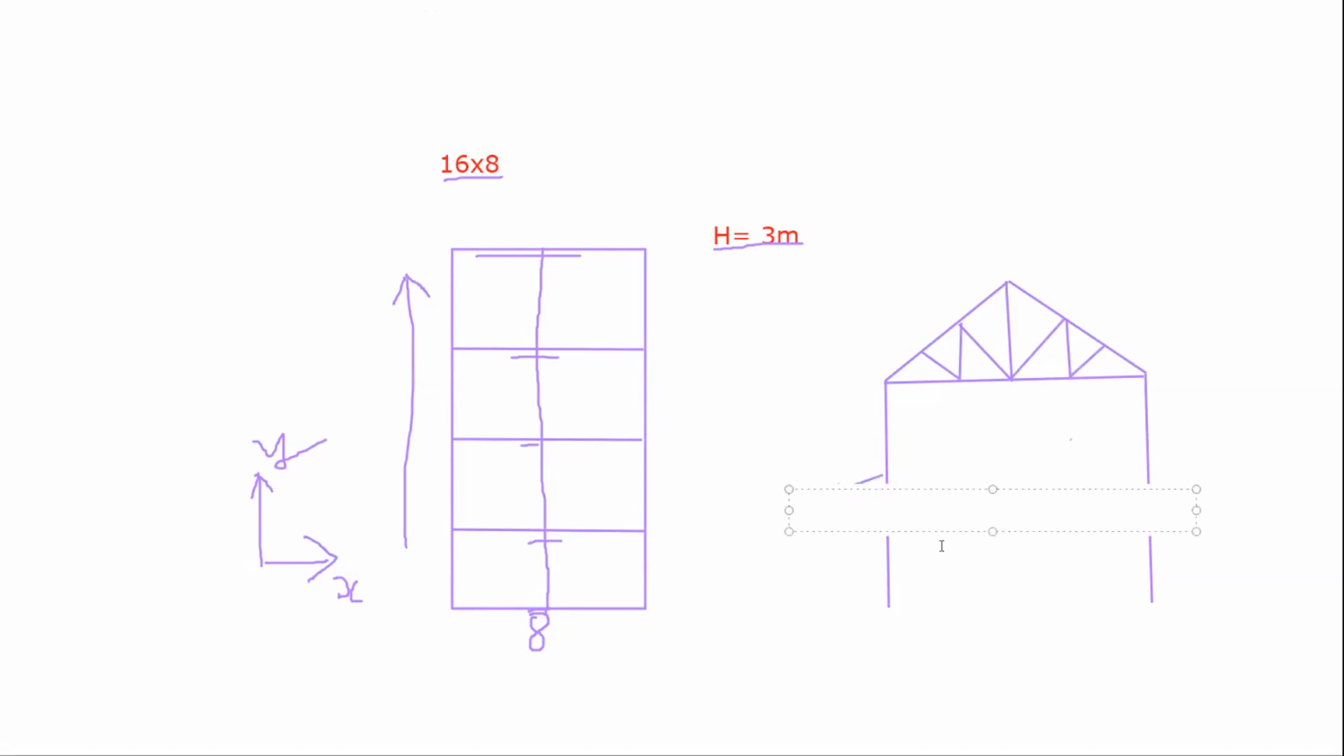You can take I sections. You can take I sections for these two members, and also for this member. You can take I section. These two you can take as I section. This one you can take as, this one also you can take as I section.